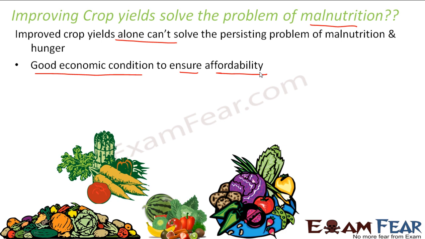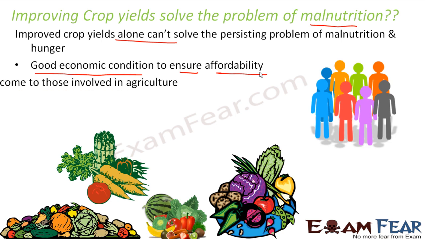So now by improving the crop yield, we are making the food resources available in the market. But in order to afford those food materials, one should have money. So good economic condition is necessary to ensure that the food materials which are being produced are affordable to each of us, right? Now, how do we ensure good economic condition? Better income to those involved in agriculture.